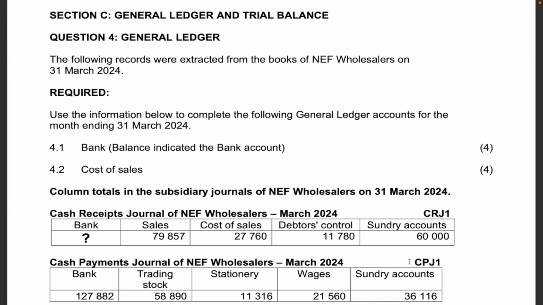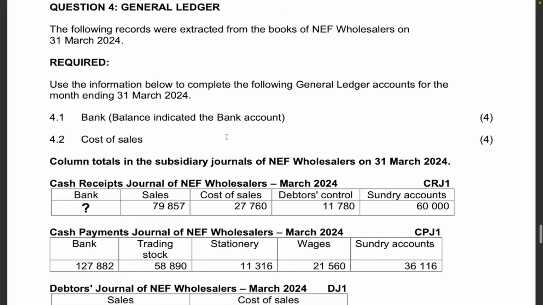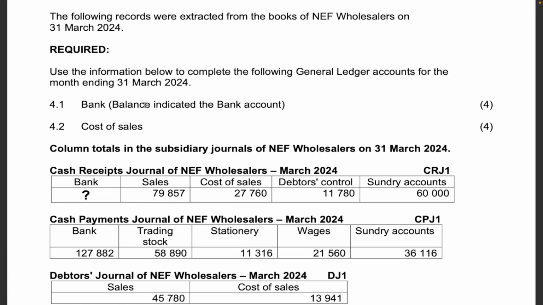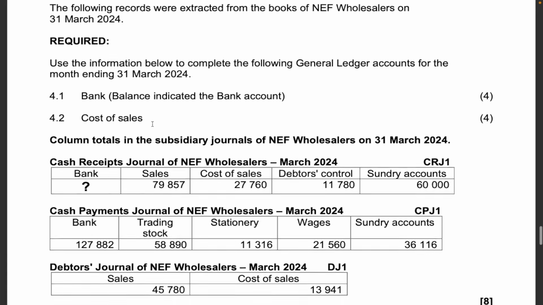So here we have question 4, which is section C, general ledger and trial balance. And we are told that the following records were extracted from the books of NEF wholesalers on the 31st of March 2024. What are we required to do? We're told to use the information below to complete the following general ledger accounts for the month ending 31 March 2024. We have to do the bank general ledger account and the cost of sales general ledger account.